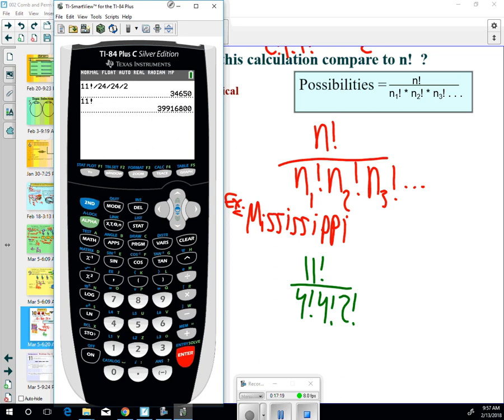Okay. Real quick, let's do the 7 choose 3. So we're going to do 7 and then go math, probability. We're going to look at the arrangements, which was 2.